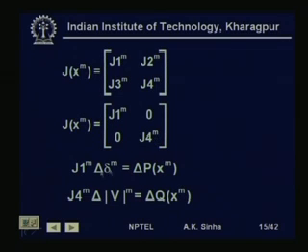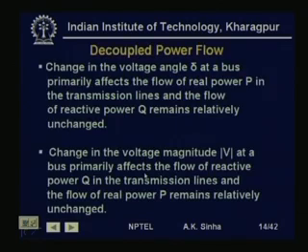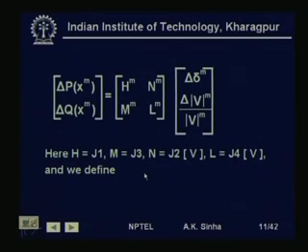If that is the case, then we have the equations written as J1 delta delta is equal to delta P. Since we have made these submatrices 0, delta P is equal to H into delta delta, or J1 into delta delta, and delta Q is equal to L into delta V by V, or J4 into delta V.